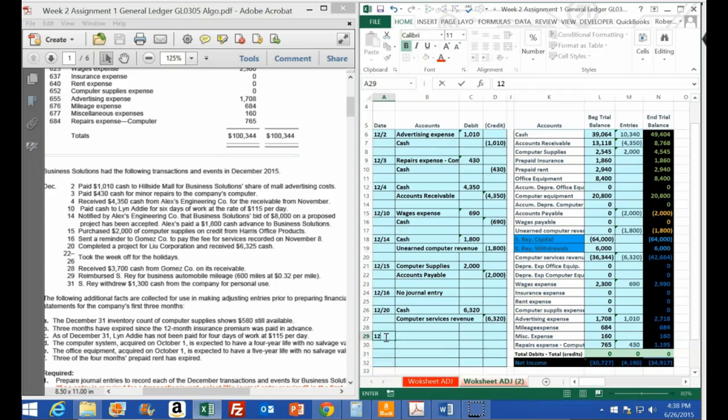So then we're going to go to 1228. Received 3,007 cash from Gomez on its receivable. Is cash affected? Yeah, we received cash. Cash is a debit balance. We need to make it go up. How do we make something go up? We do the same thing to it, which in this case would be another debit. We're going to debit the cash.